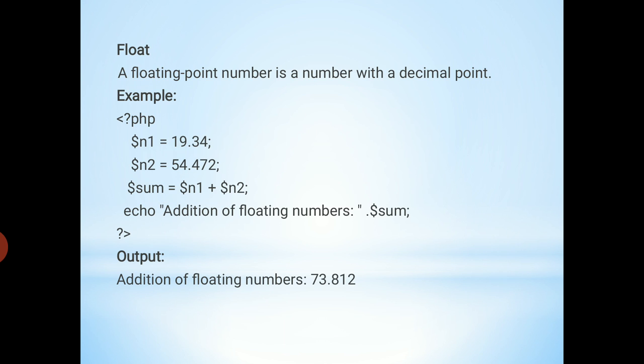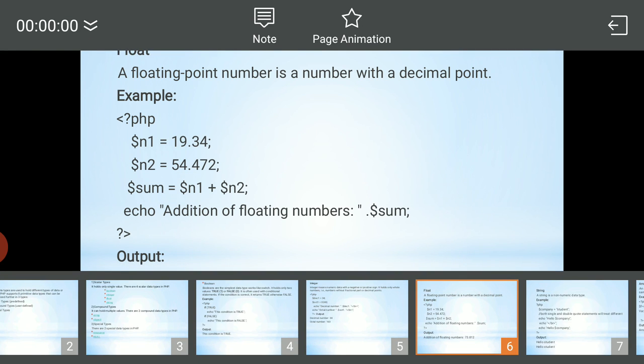The script declares the variable $n1 is equal to value 19.34 and second variable $n2 is equal to 54.472. Addition: $sum is equal to $n1 plus $n2. Then echo is used for addition of floating numbers and concatenation using $sum. Script is completed. Output displayed in web browser is addition of floating numbers 73.812.